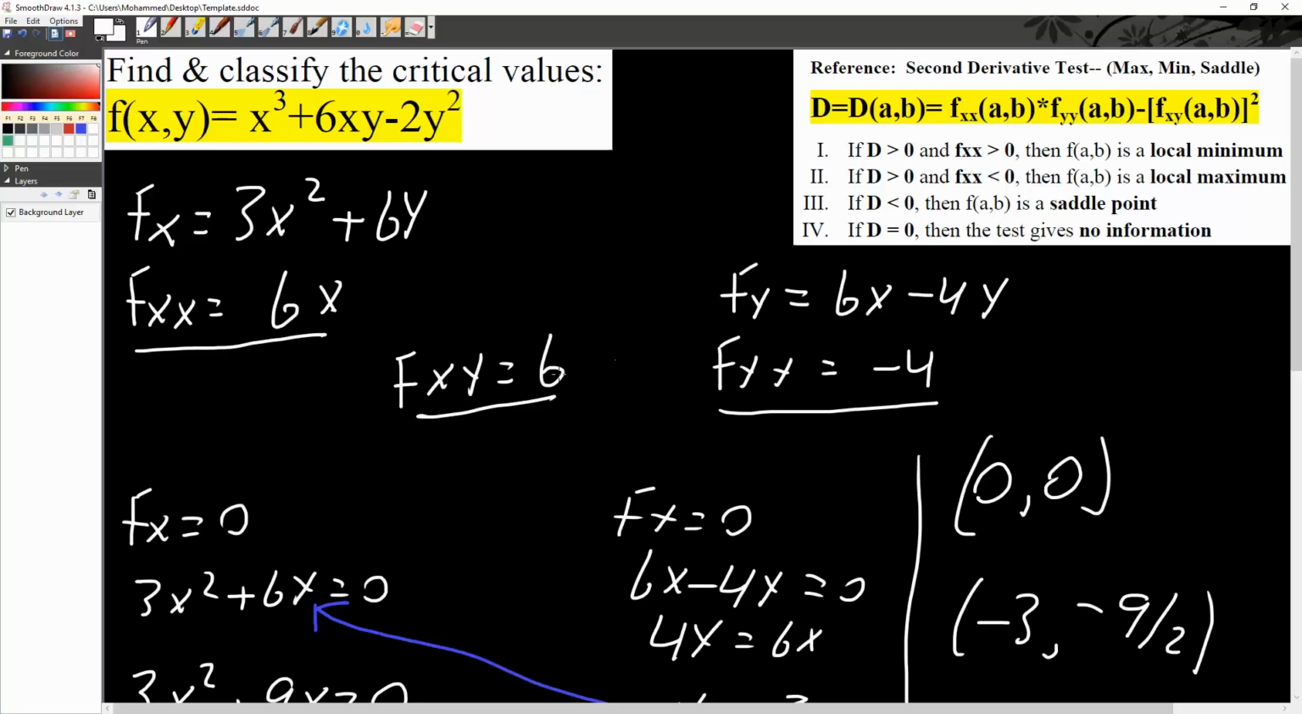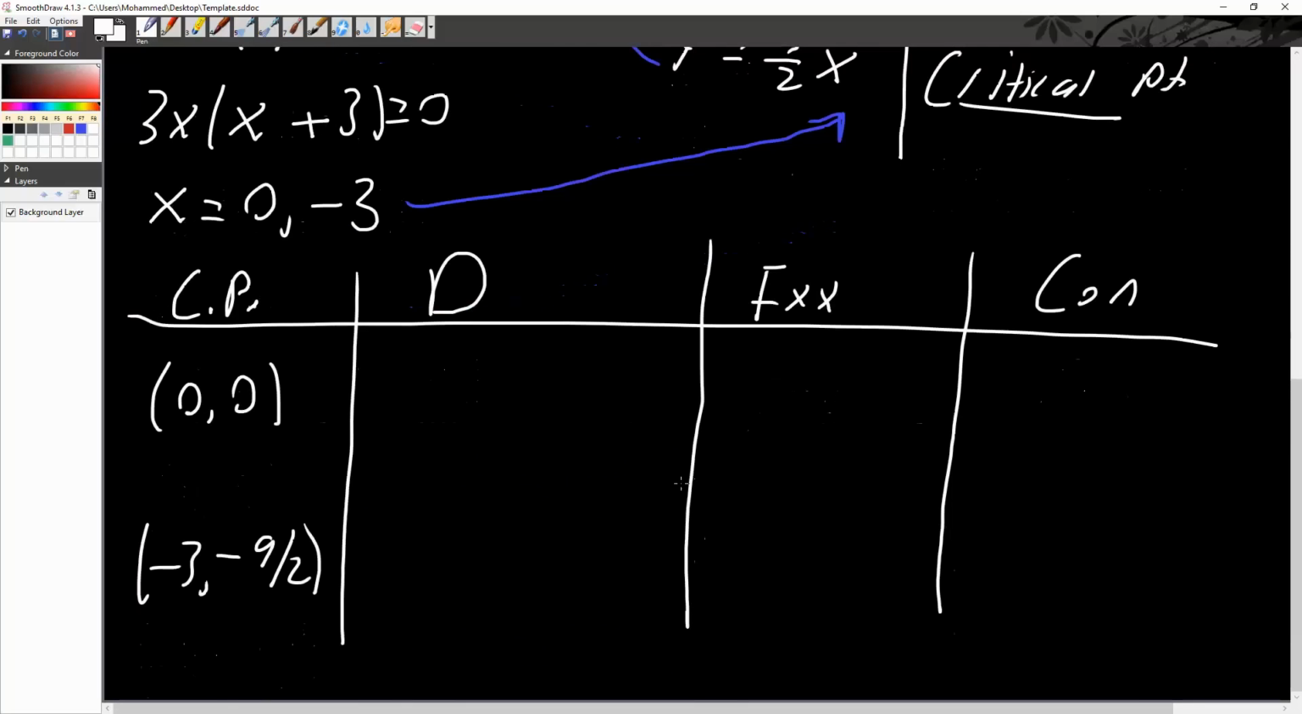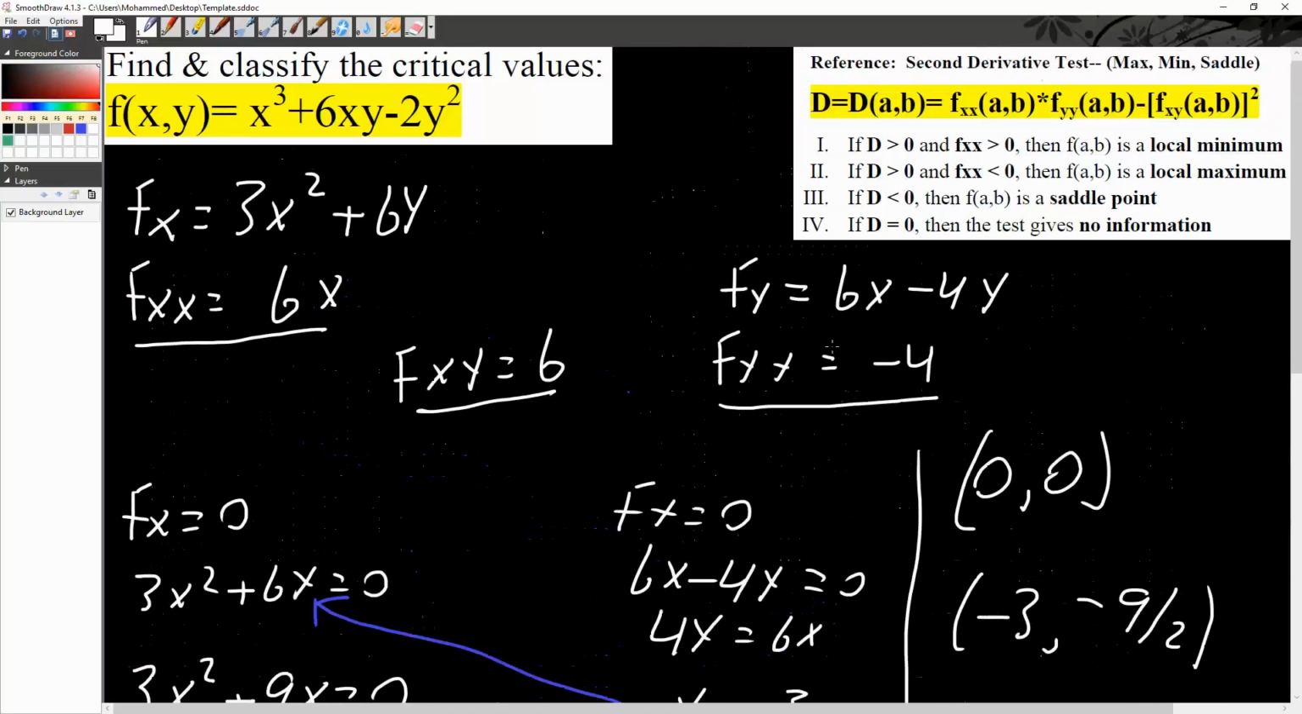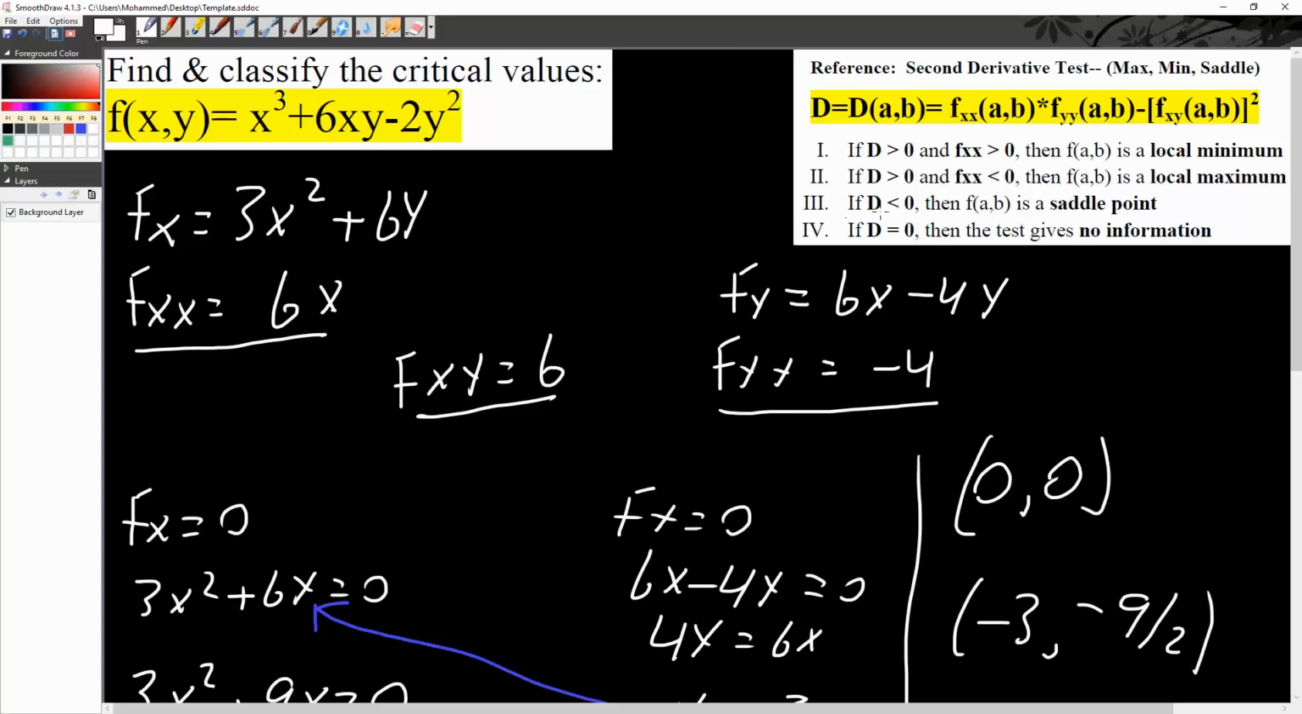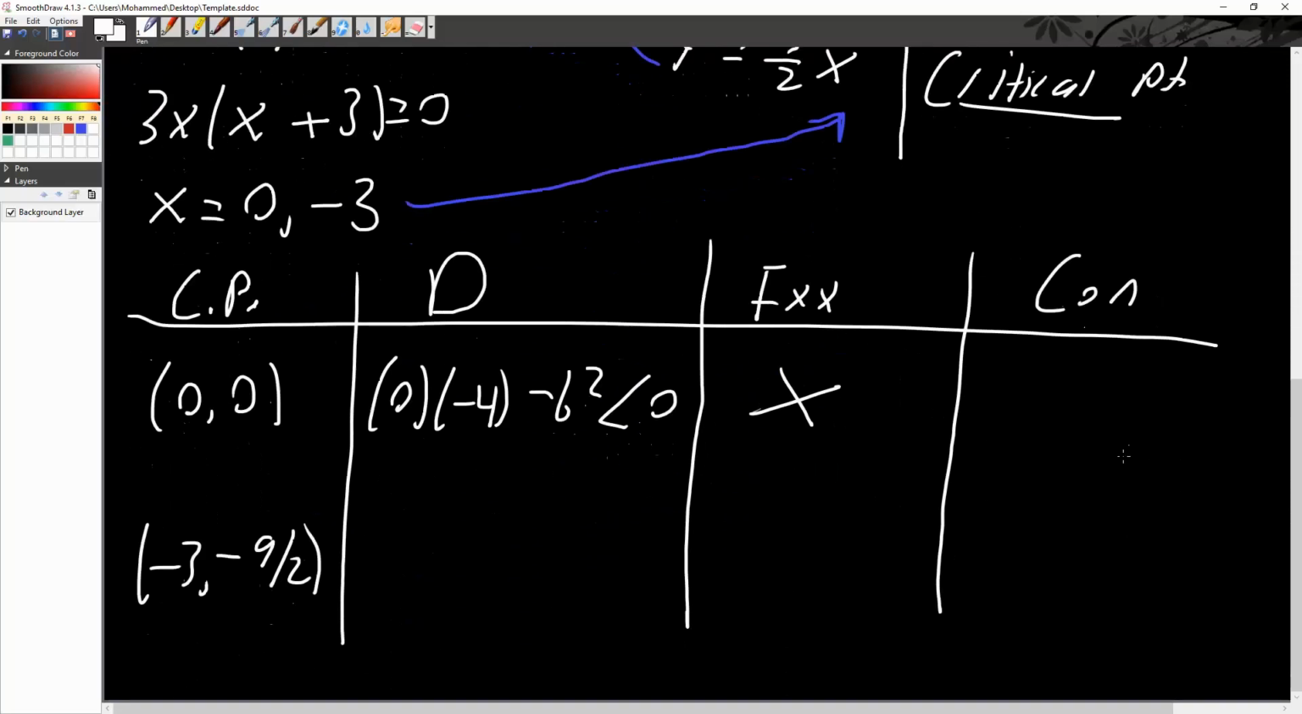Now we do fyy, which was negative 4, minus fxy, which was 6, so we'd have 6 squared. Let's write that down. We would have 0 times negative 4 minus 6 squared, which is less than 0. Since D is less than 0, we don't need to worry about fxx, because it's automatically a saddle point. So we'll say saddle point.